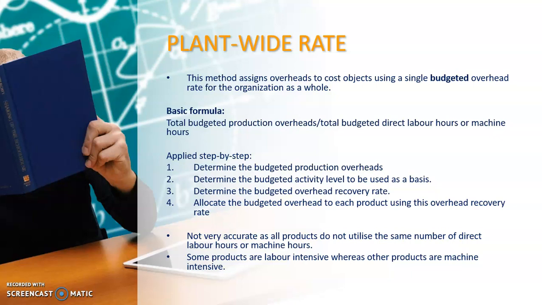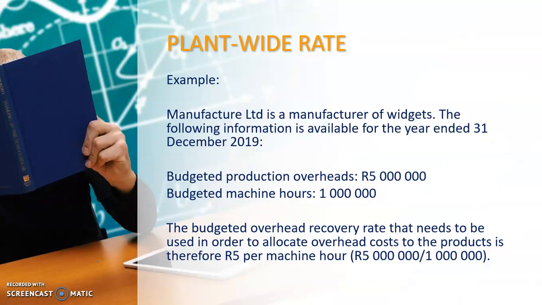From this, you're going to get your budgeted overhead recovery rate, which is basically taking your figure in 1 and dividing it by the figure in 2, and then you're allocating it to each product using this overhead recovery rate. So say, for example, we've got a budgeted overhead recovery rate of 2 Rand per machine hour. Then you look at your product and see how many machine hours it takes to assemble one product, and maybe they'll say it takes 3 machine hours, right? So we've got 2 Rand per machine hour times 3 machine hours. It's going to be 6 Rand, and that's going to be our overhead per product. Okay. So let's look at an example of this.